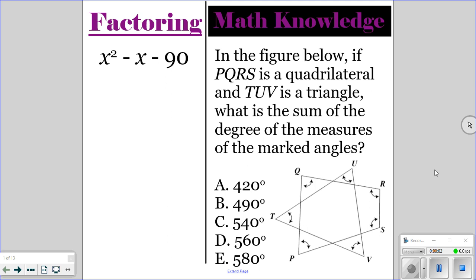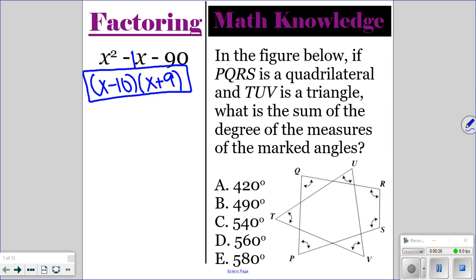All right, so y'all go ahead and do the factoring and the math knowledge question for today. Pause the video, and then once everyone is finished, you can unpause the video and I'll go over the correct answers. So for the factoring, the two numbers that multiply to give you negative 90 and add to give you a negative 1 are going to be x minus 10 times x plus 9. So that will be your answer for the factoring.